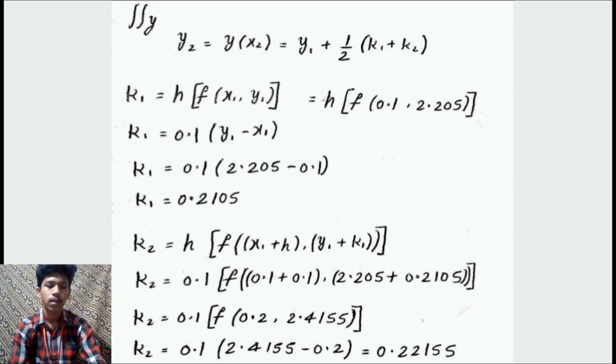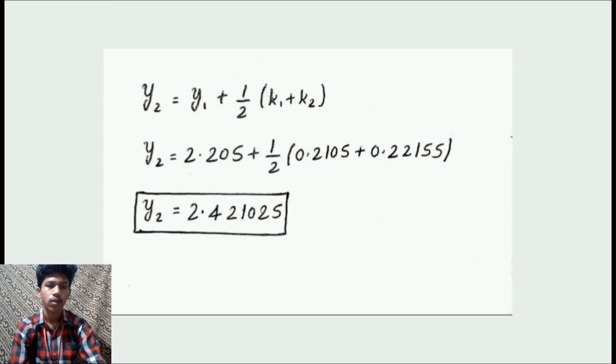Here we consider the k1 value obtained in the above step, and k2 is equal to 0.1 into 2.4155 minus 0.2, which equals 0.22155. And the y2 value, by substituting k1 and k2, is 2.205 plus half of 0.2105 plus 0.22155. y2 equals y of x2 is equal to 2.421025.